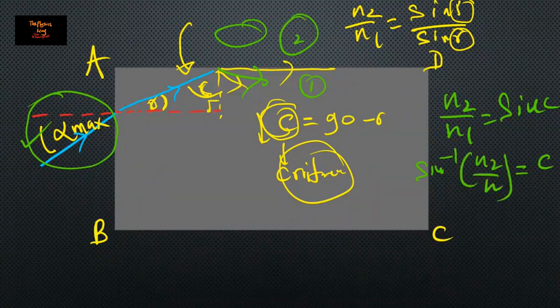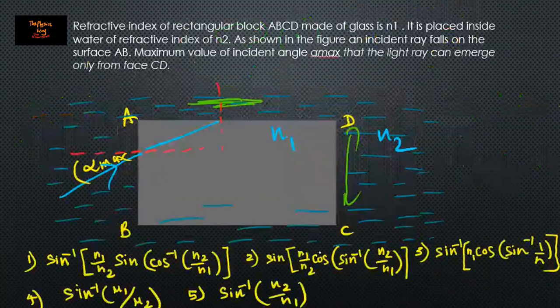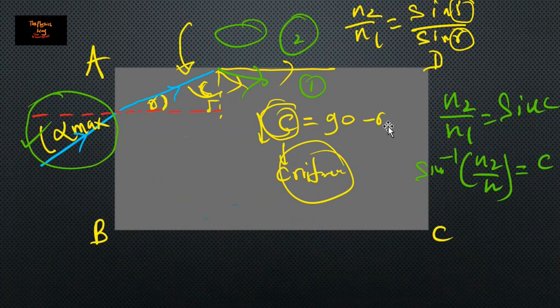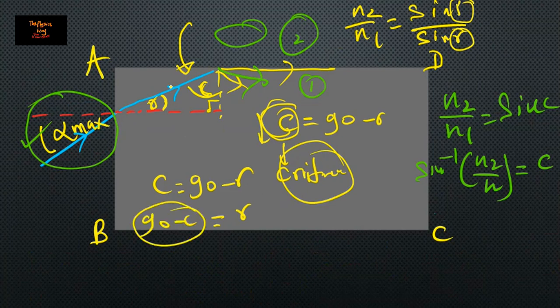When we are looking at the answers, you can see there are sine inverse values, so we hope we are on the right track. Then for this R value, C equals 90 minus R, so R equals 90 minus C. Right, we have this value. So again we have to apply Snell's law here. Let's apply that.